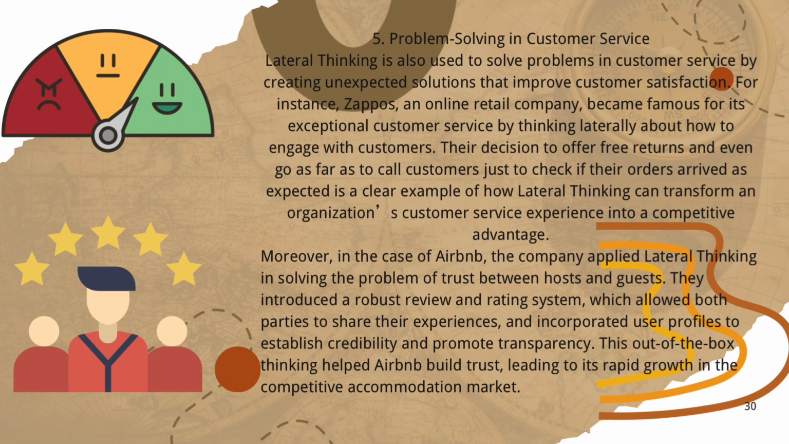Moreover, in the case of Airbnb, the company applied lateral thinking in solving the problem of trust between hosts and guests. They introduced a robust review and rating system, which allowed both parties to share their experiences, and incorporated user profiles to establish credibility and promote transparency. This out-of-the-box thinking helped Airbnb build trust, leading to its rapid growth in the competitive accommodation market.